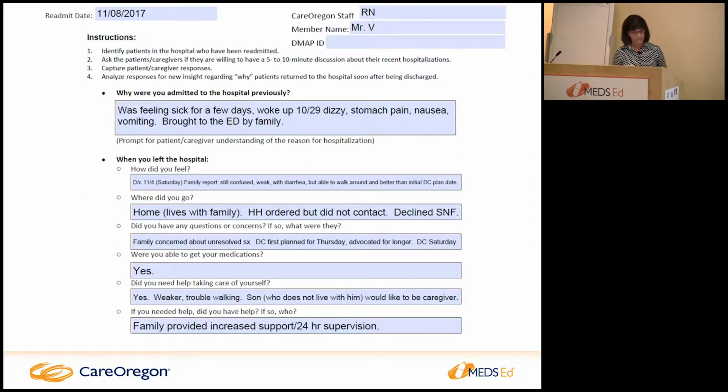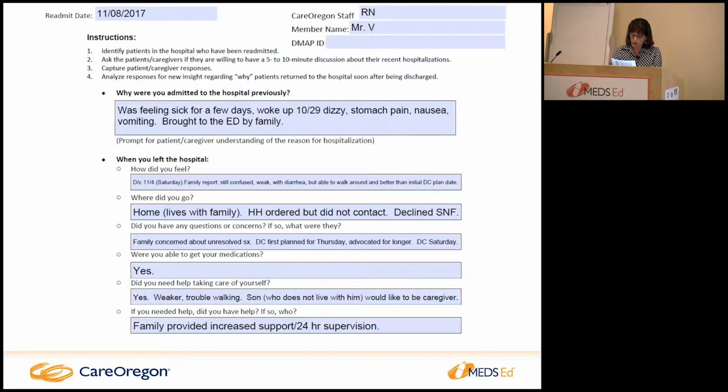In the root cause analysis, you can see that the question was, why were you admitted to the hospital previously? The gentleman and his family said that he had been feeling sick for a few days. He woke up dizzy, with stomach pain, nausea, vomiting, and so his family took him to the ED. When asked, how did you feel when you left the hospital on that first discharge, they said, well, he went home on a Saturday. He was still confused, he was weak, he had diarrhea, he was able to walk a little bit better, but he was still not strong enough to care for himself.